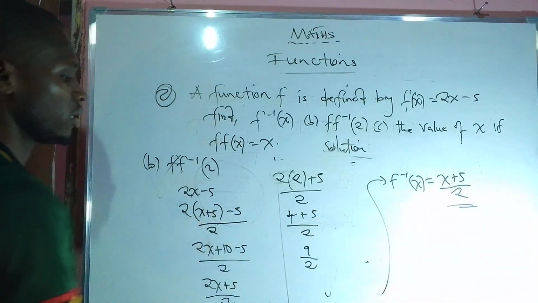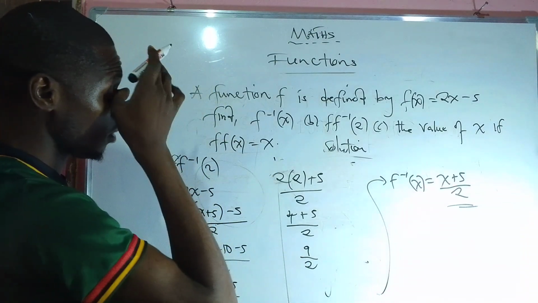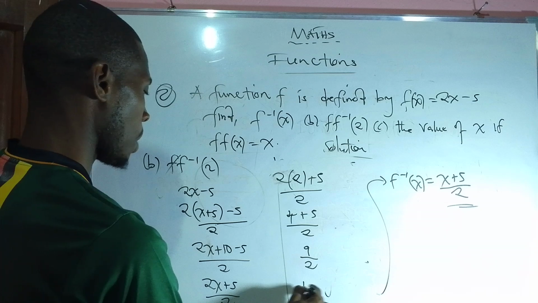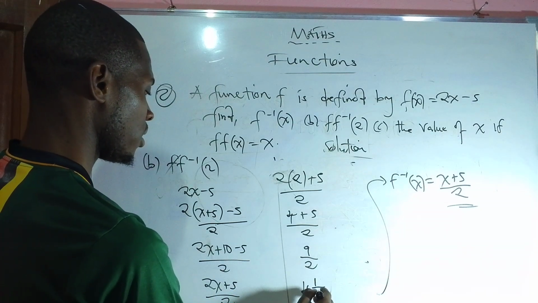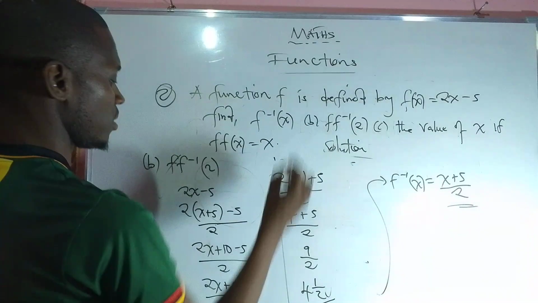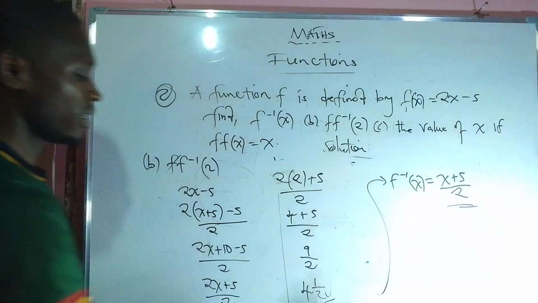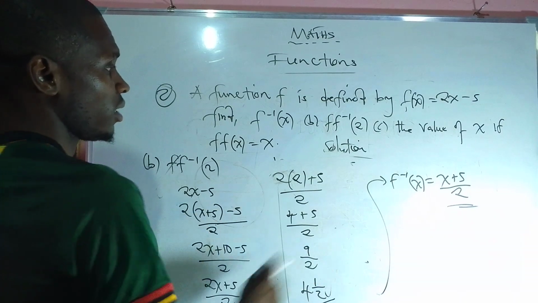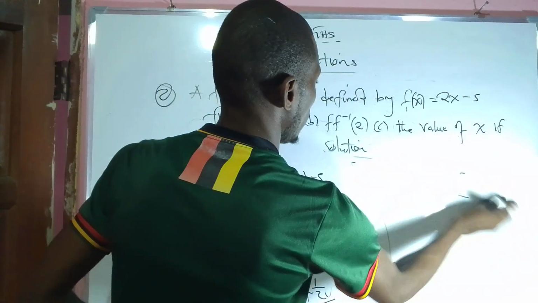So you can leave it there or change it into a mixed fraction. In 9 over 2, we're going to get 4 and 1 over 2. So this one is our B. That is how we calculate our B. Alright, so let's do the last one.